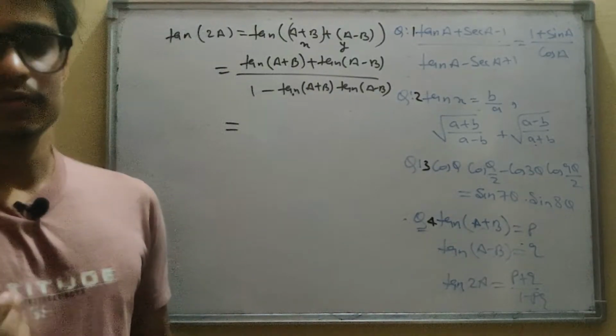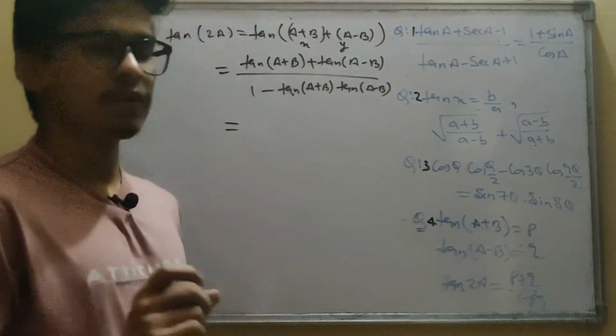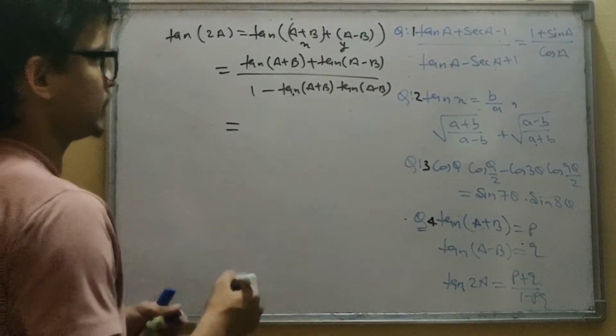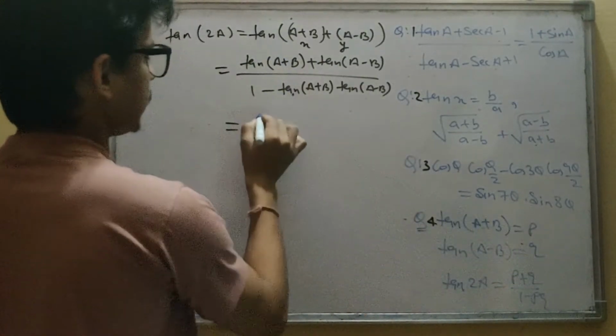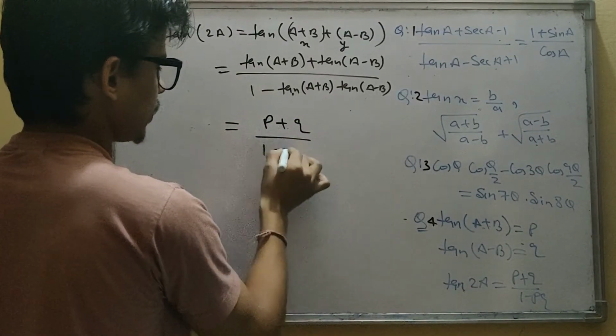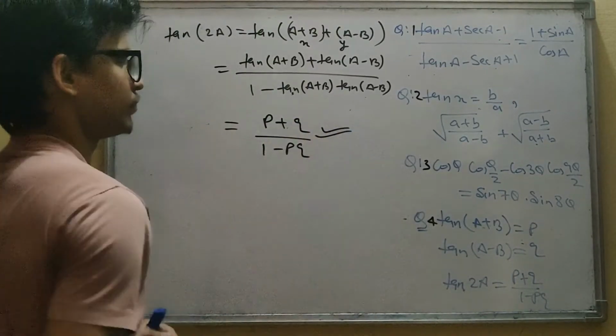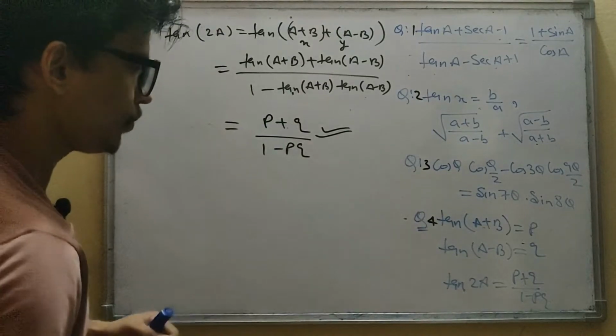If you are doing it for the first time, maybe it is very difficult for you, but by doing practice, it is going to be easy. Tan(a + b), what is the value of tan(a + b)? (p + q) upon (1 - pq). That's it. So this is how you can prove it.